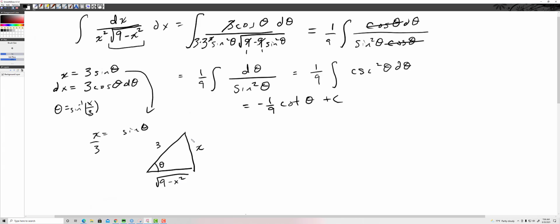Alright, now what is the cotangent in this case? Well, it's going to be the adjacent side, which is this, divided by x. It's that easy. What's the adjacent side over the opposite side? That's the definition of cotangent. The adjacent side is the square root of 9 minus x squared. The opposite side is x, plus c. You're done. Boom.